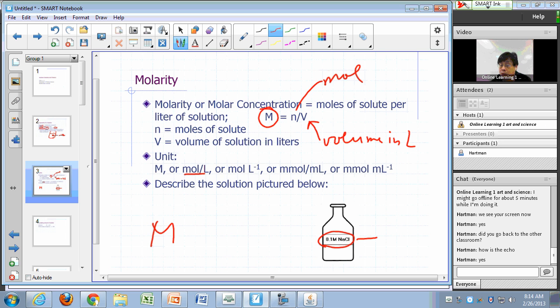Big M is the abbreviation for the unit moles per liter, which you can write as moles times reciprocal liters, or it can also be millimoles per milliliter. You'll notice milli will cancel out. That will still give you moles per liter. So the solution we have here, if you had a liter of this, then 1 liter will contain whatever the molarity is. So it will give you 0.1 moles of the solute, in this case sodium chloride.